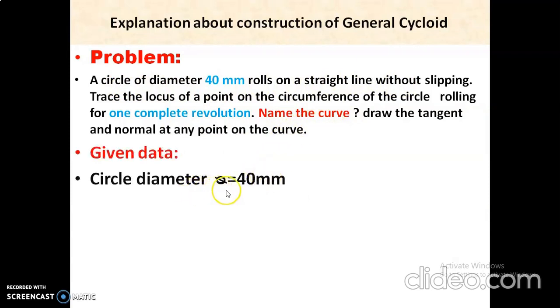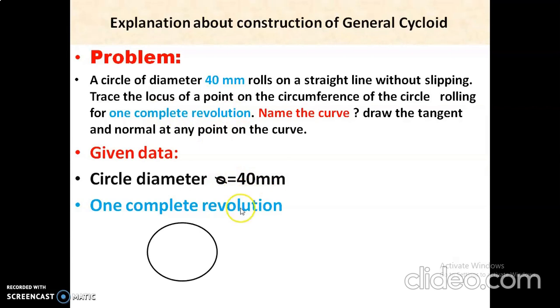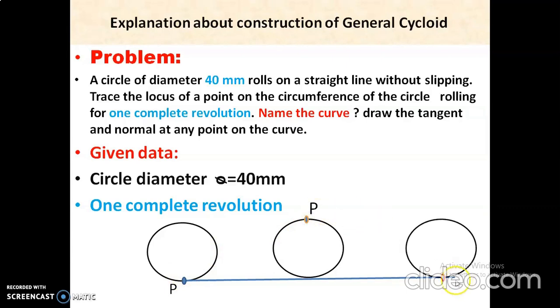This is the given data: a circle of diameter 40 mm, rolling on the straight path. For one complete revolution, we have to draw the cycloidal curve. See here, this circular body is rolling on this straight path. Initially it is contacting the straight path at point P. After completion of half a revolution, the point P comes up at this position. In the next half revolution it comes down at this position.